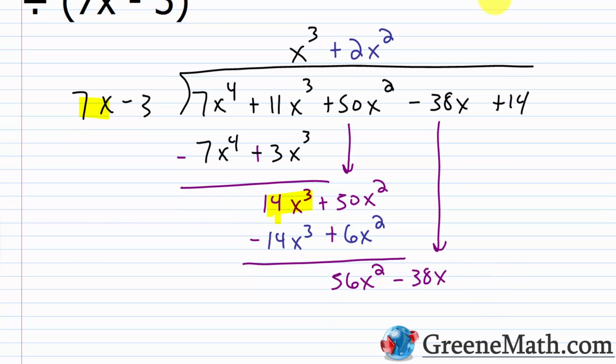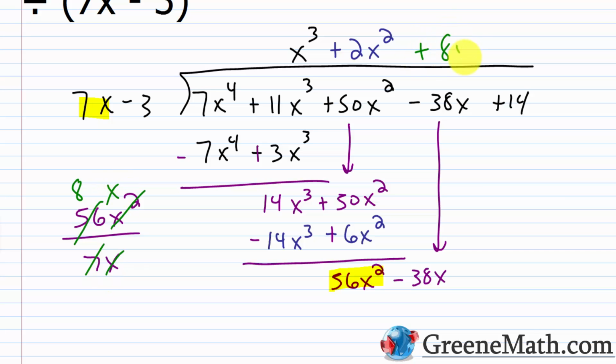So again, I'm repeating the process now. So leading term into leading term. So this guy's your leading term now. 7x goes into 56x squared how many times? So 56x squared divided by 7x. So this guy cancels with this guy and gives me 8. This cancels with this and gives me x. So just 8x. So plus 8x.